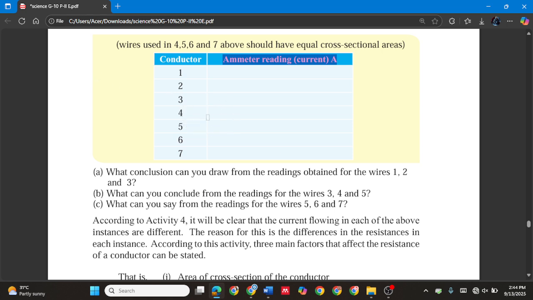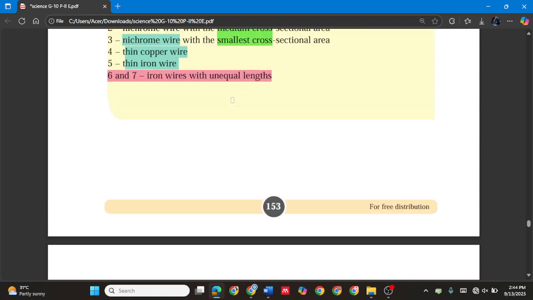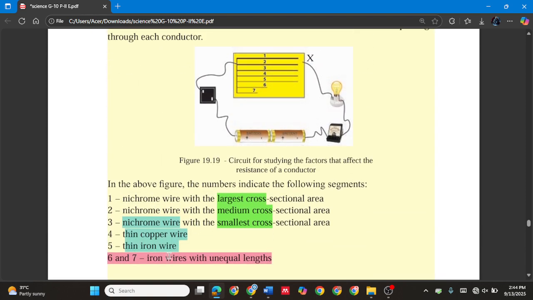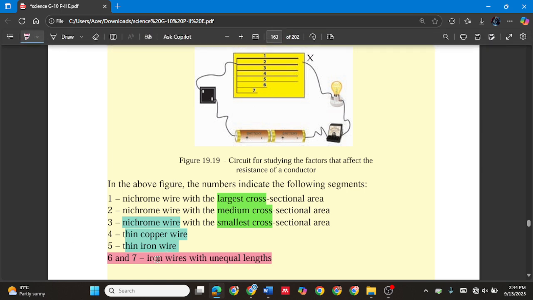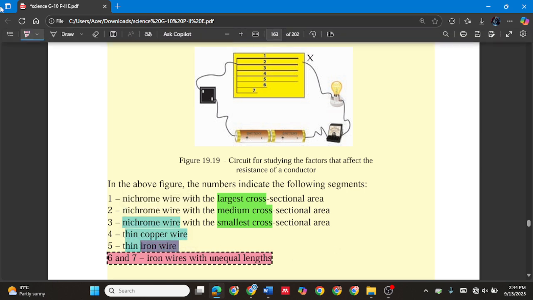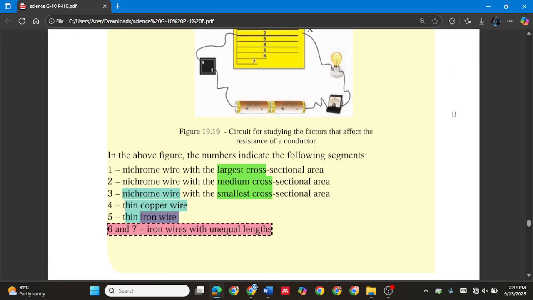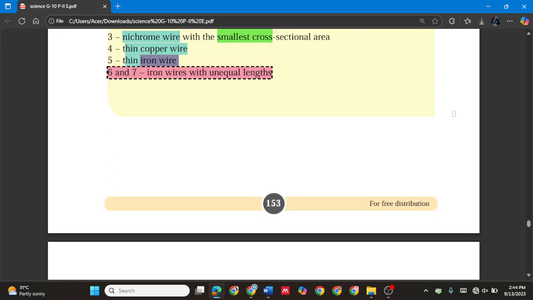Same thing, wires with three materials, and 6, 7. What can you say from the readings for the wires 5, 6 and 7? It means the different lengths are 5, 6 and 7. 5 is the lengthiest, the iron wire, and 6 is a medium-length one, and 7 is the shortest one.